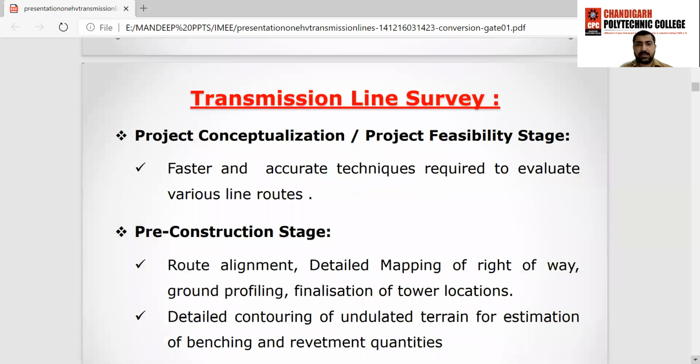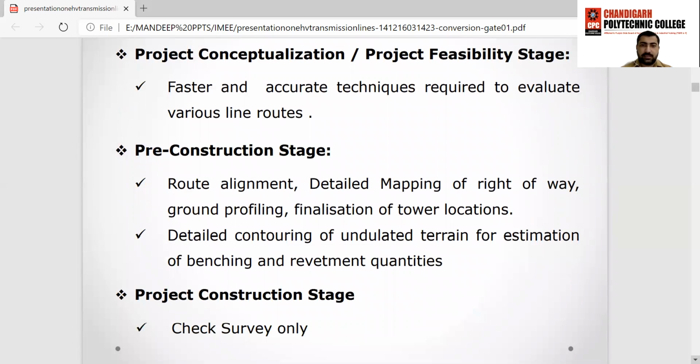Let us start the transmission line survey. Project conceptualization, project feasibility stage: faster and accurate techniques are required to evaluate various line routes. Pre-construction stage: route alignment, detailed mapping of right of way, ground profiling, finalization of tower locations. And the second in this category is detailed contouring of undulated terrain for estimation of benching and revetment quantities.